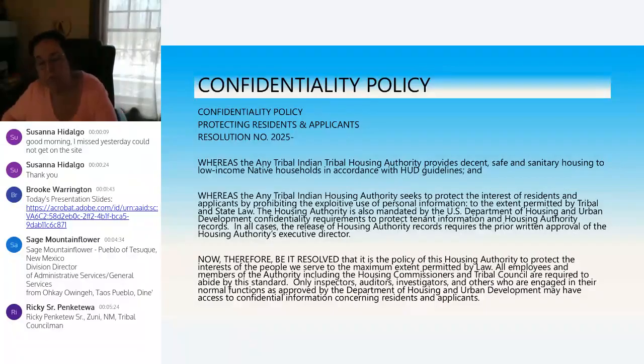Therefore, it be resolved that it's a policy of the housing entity to protect the interest of the people we serve to the maximum extent permitted by law. All employees, members of the authority, including the housing commissioners and tribal council, are required to abide by this standard. Only inspectors, auditors, and investigators, and others who are engaged in their normal functions as approved by HUD, may have access to confidential information concerning our residents or our applicants.